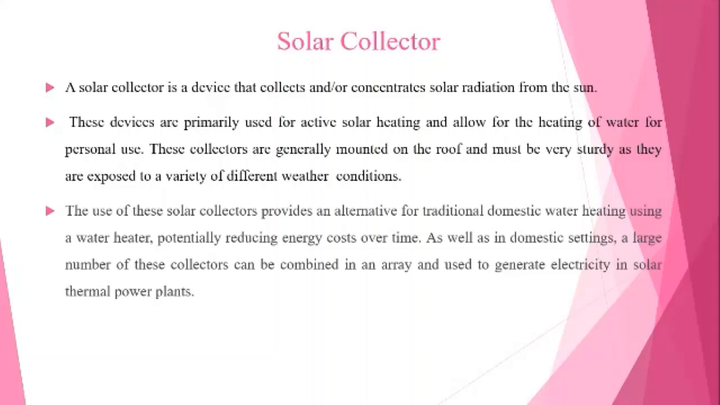As well as in domestic settings, a large number of these collectors can be combined in an array and used to generate electricity in a solar thermal power plant. So in a solar thermal power plant, we can combine a number of collectors in a series-parallel combination to produce an array, and a number of arrays are connected together, and by using these arrays we can produce electricity in the solar thermal power plant.